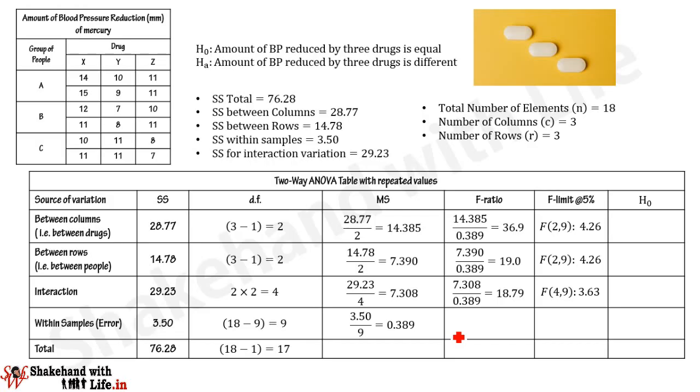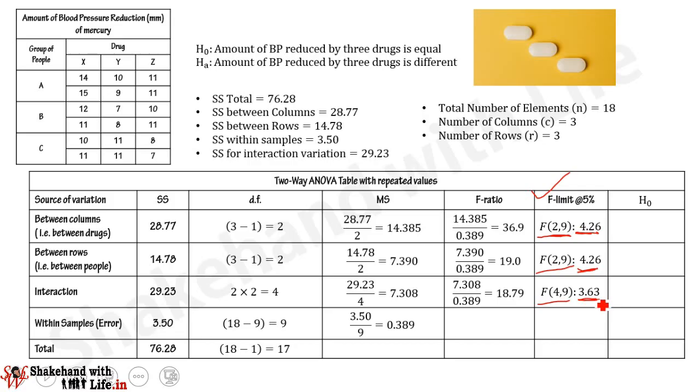Now we'll calculate the F limit at the 5% significance level. So here we have F2,9, the F limit corresponding to the variation between the drugs, right? And then we have F2,9, the F limit corresponding to the variation between the groups of people. And then we have the F limit corresponding to the interaction variation. So F2,9 is equal to 4.26. Again F2,9 is 4.26, and F4,9 we have 3.63.